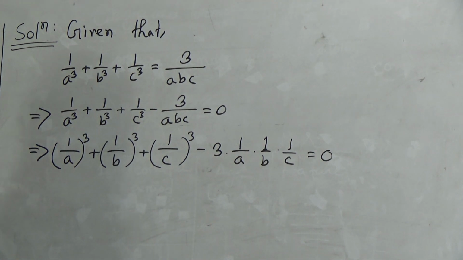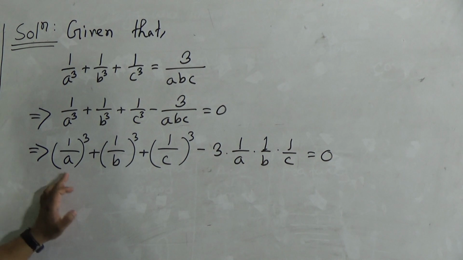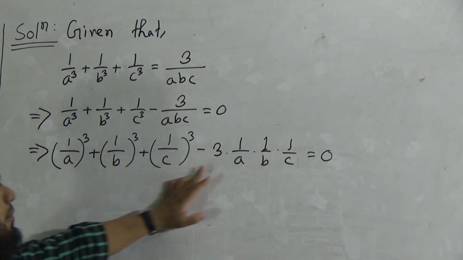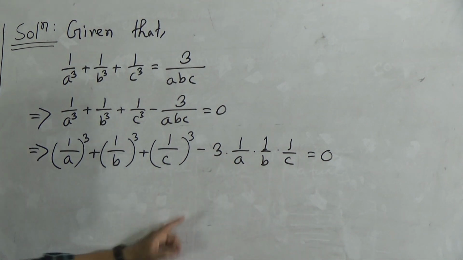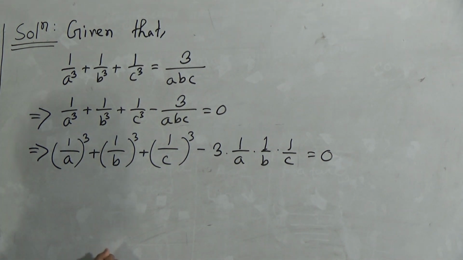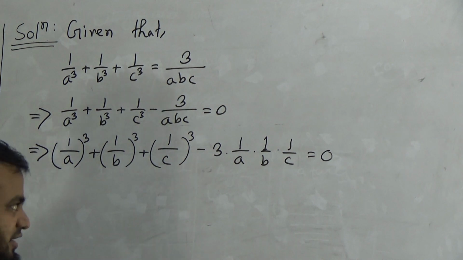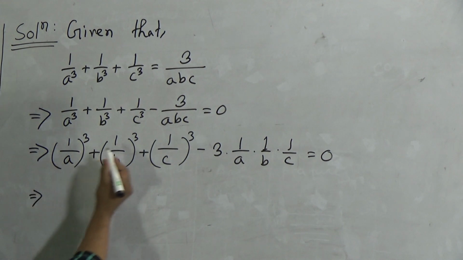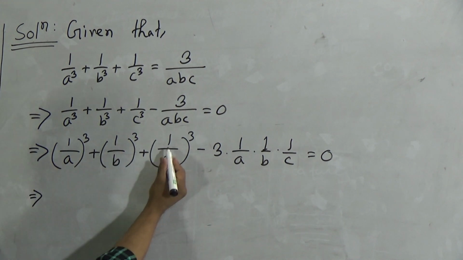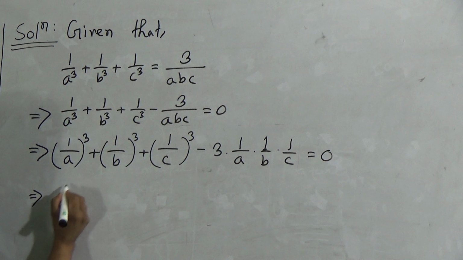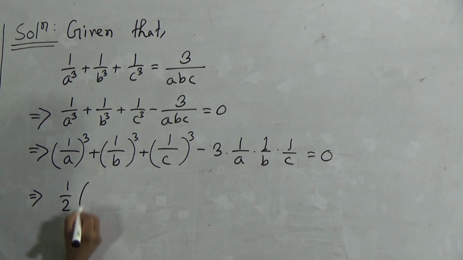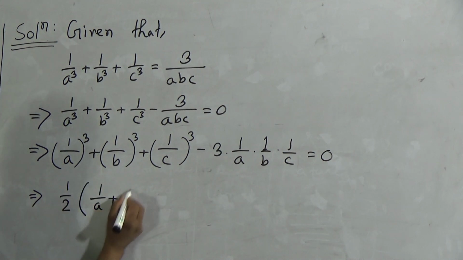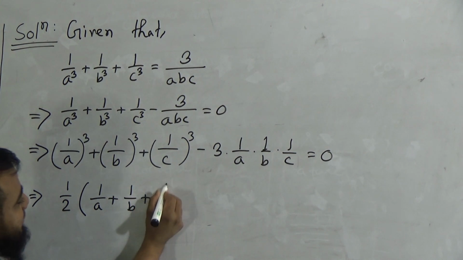Now we can form the second formula of this chapter. The formula is a cube plus b cube plus c cube minus thrice abc is equal to half of a plus b plus c into a minus b whole square plus b minus c whole square plus c minus a whole square. So here, in the place of a we should write down 1 by a, in the place of b we should write down 1 by b, and in the place of c we should write down 1 by c. Okay, now a plus b plus c: a means 1 by a, plus b means 1 by b here, and c means 1 by c.